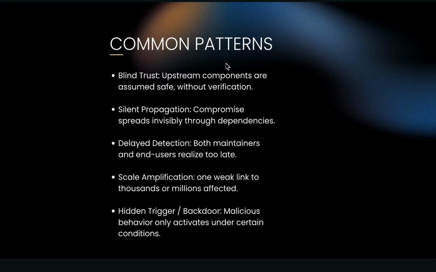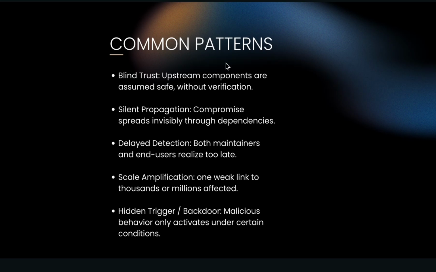What are common patterns in this type of attack? The blind trust or partial trust, where the upstream components are assumed safe without verification or with minimal verification. Silent propagation: compromise spreads invisibly through dependencies, because this is expected as a form of update or software. So it can sometimes go undetected, which boils down to the third point: delayed detection. Both maintainers and end users sometimes realize too late. In some cases, they realize on time, and it rings an alarm and shows how widespread it has gone.